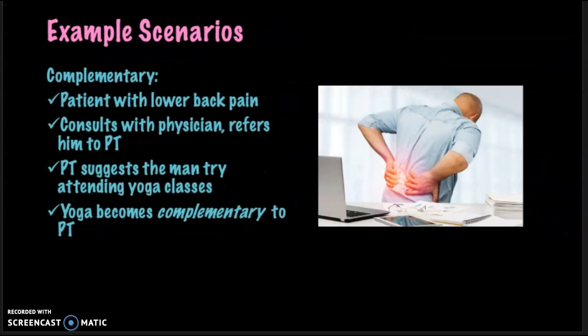For example, a man with lower back pain consults with his physician who refers him to a physical therapist. The physical therapist teaches the patient exercises to reduce the tension in his back, but also suggests the man attends yoga classes. Yoga is complementary that he uses in addition to PT prescribed by his doctor.